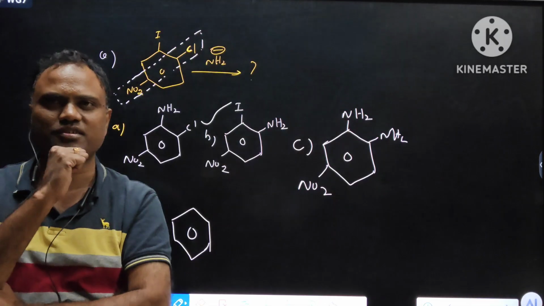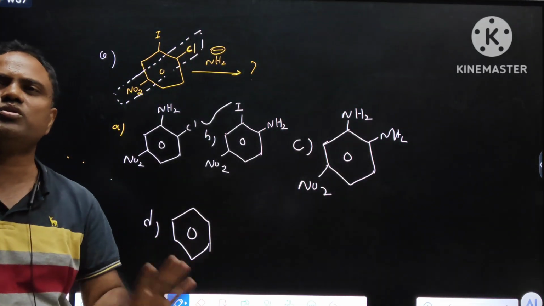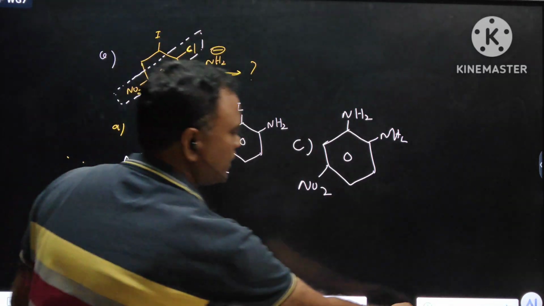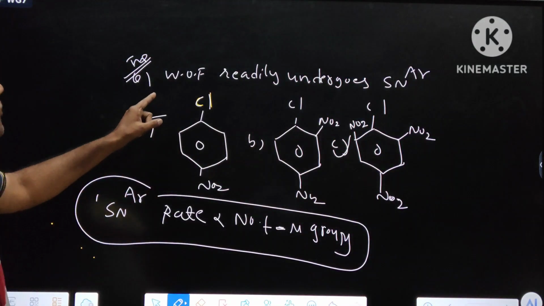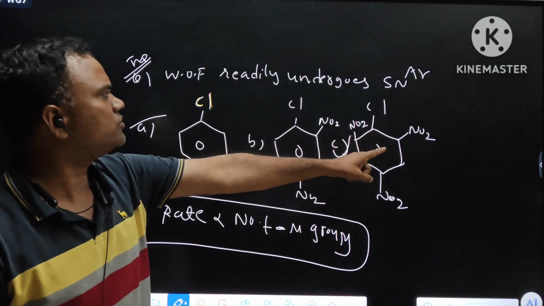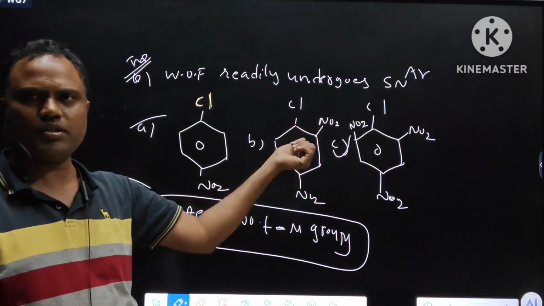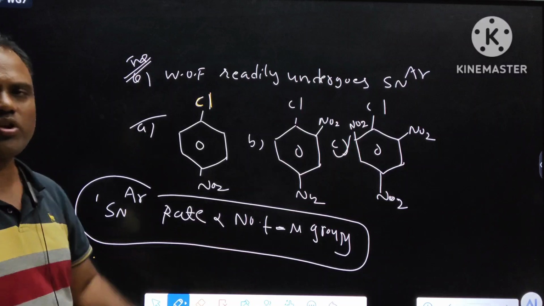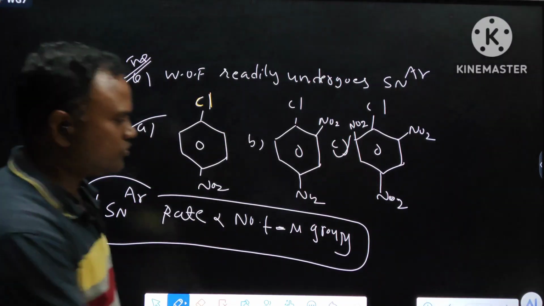Three model questions. Clear? Look at this one by one. Other than these 3, no question will come. If a question comes on the mechanism, that will come, but I covered the 3 model questions. Look at this. Which of the following readily undergoes SNAR? Before that I just edited this. I gave fluorine, chlorine, bromine. That is one model. Fluorine is more reactive. Okay. Next, this is the second model question and the third model question.